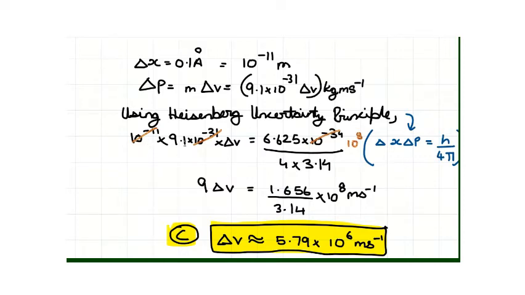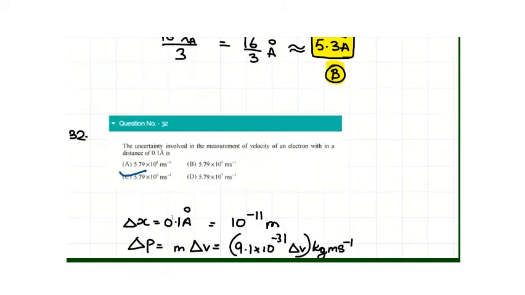Now approximately 9.1 can be written as 9. So 9 delta V equal to 1.656 divided by 3.14 into 10 power 8, which approximately turns out to be 5.79 into 10 power 6 meters per second, which is option C.